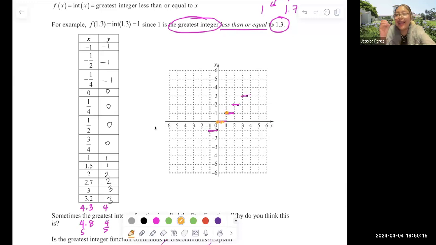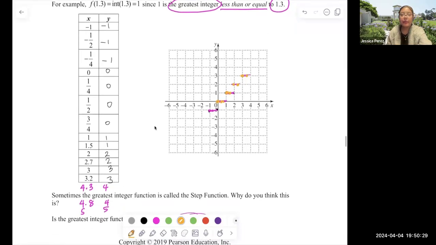So 0.9999999 will still be 0. Do you see that? Unless we get to 1, so we have another point right there, another point, another point, another point. This is called the step function.